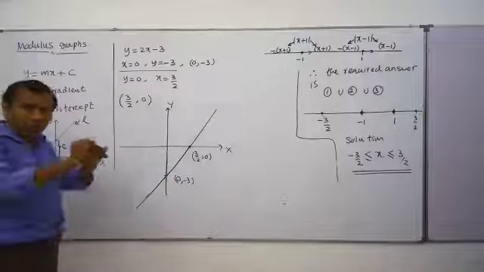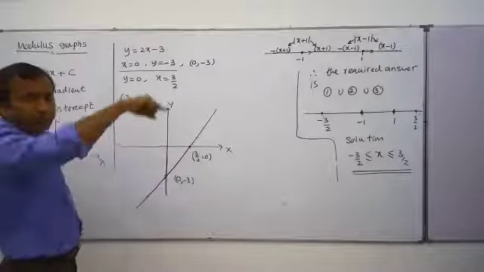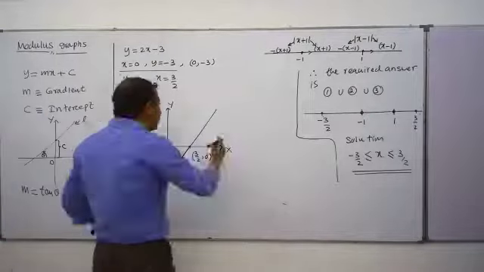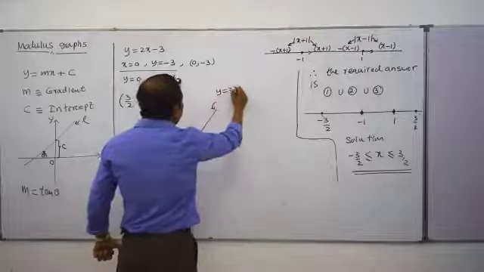Then after marking those 2 points on the OXY plane, join them first and produce to both ends. Then we get that line. Now this is the equation of the line: y equals 2x minus 3.